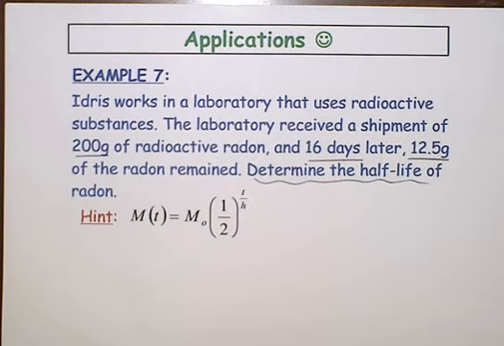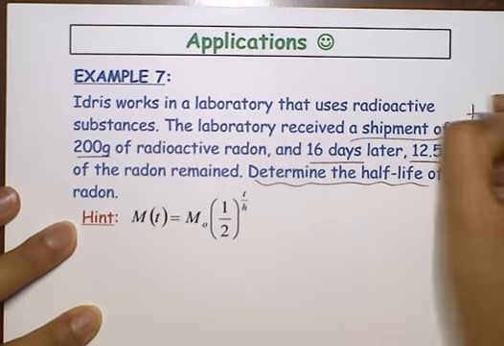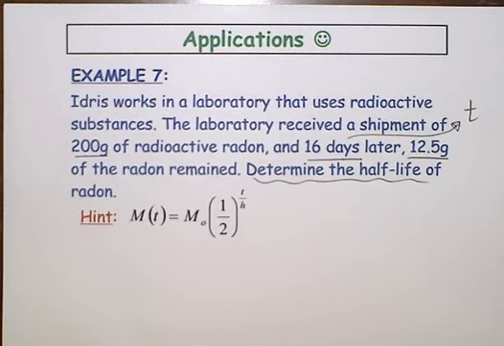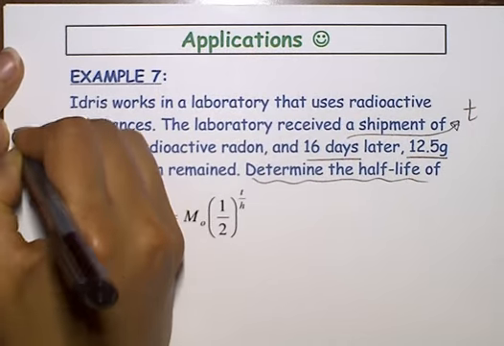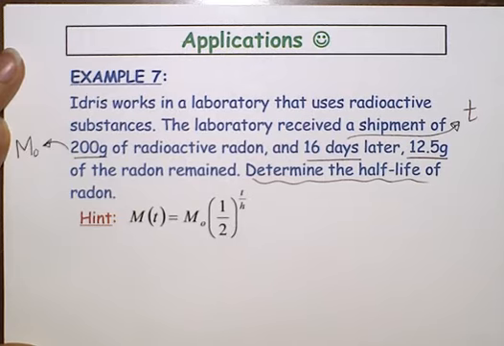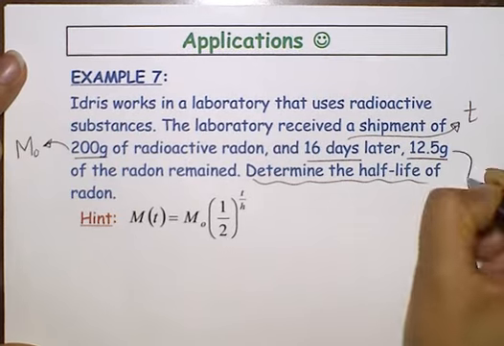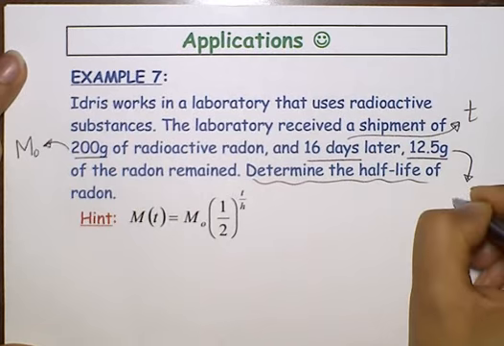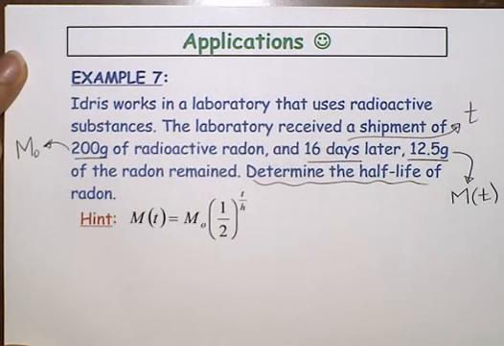Okay, so let's take a look at the information we know. We know how long it took, so that's the time value. We know how much radon we started with, so that was our initial mass of radon, which we call m naught. And we know the final mass, the mass that remained at the end of the 16 days, which is 12.5 grams of radon.